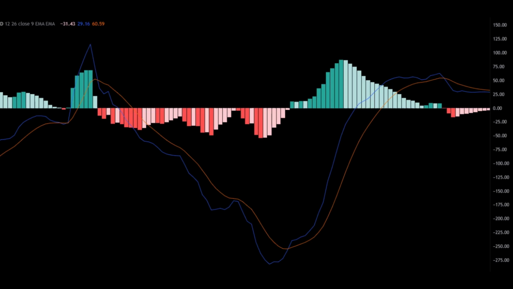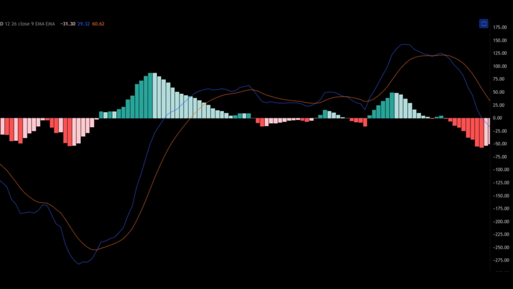If you're an experienced trader, you've probably used or heard about this MACD indicator before, but let me explain a bit how the MACD actually works and how we're going to use it in this strategy. The MACD is made up of four different components: the MACD line, the signal line, the histogram, and the zero line.